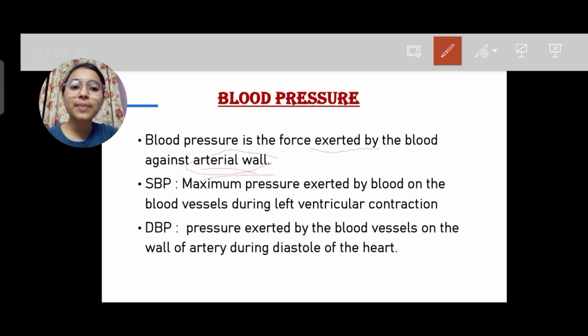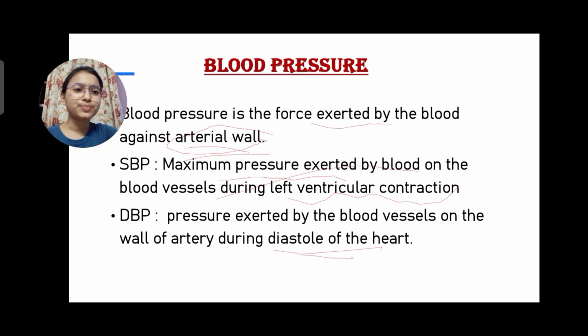Now what is systolic blood pressure? That is the maximum pressure exerted by the blood in the blood vessel during the left ventricular contraction. So remember, when a left ventricular contraction occurs, the maximum pressure exerted by the blood on the arterial wall or the blood vessel is the systolic. And the diastolic is the relaxing phase of the heart. So diastolic blood pressure is the pressure exerted by the blood on the wall of the artery during the diastole of the heart. So this is the systolic and diastolic blood pressure. Now there is an MCQ.